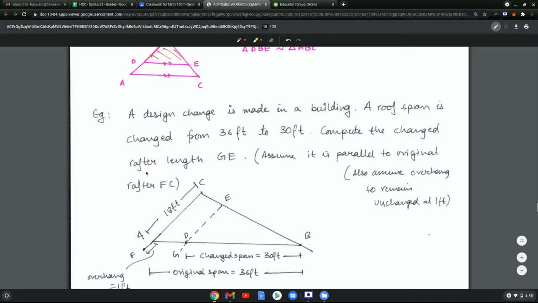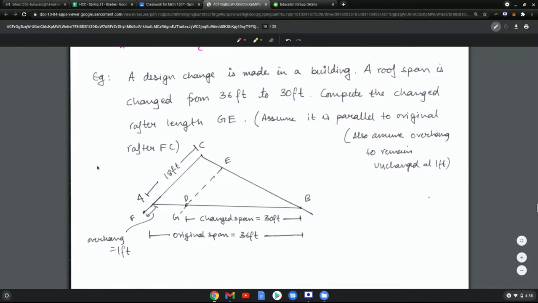Example of this: say a design change is made in a building. A roof span, which was originally 36 feet, now has to be changed to 30 feet. Assume that this change is such that it's parallel to the original rafter, which had a length of 18 feet, and everything else remains the same. This overhang is 1 foot. So GD, the new overhang, is still 1 foot.